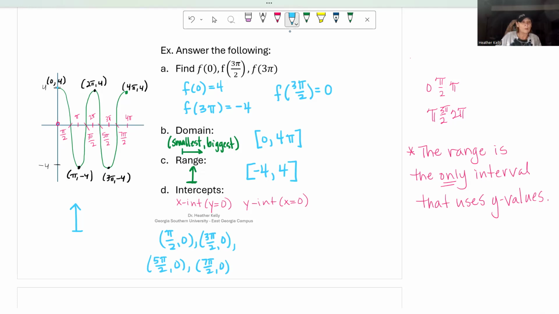And our y-intercept, there's only one y-intercept. There's many times multiple x-intercepts, but there's only ever one y-intercept. The y-intercept here is (0, 4).